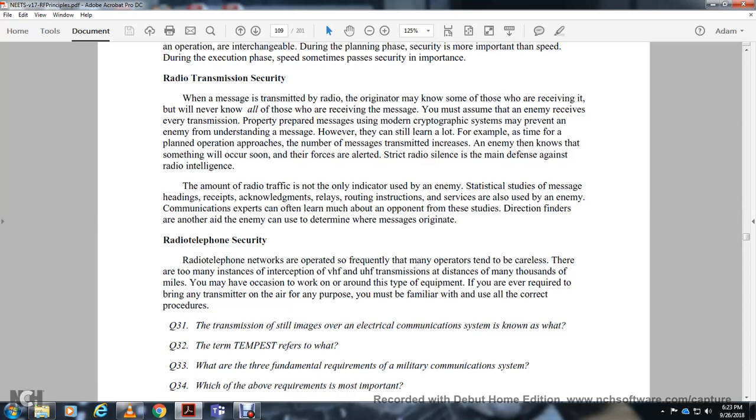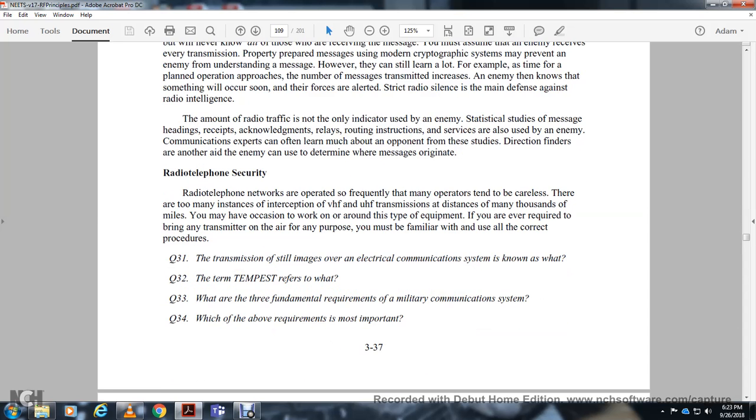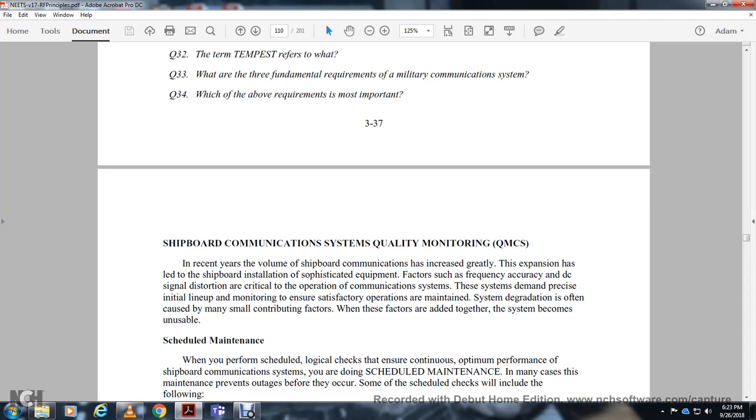If you are required to bring your transmitter on the air for any purpose, you must familiarize yourself with the use of all the correct procedures. Shipboard Communications System Quality Monitoring, or QMS, or QMCS.